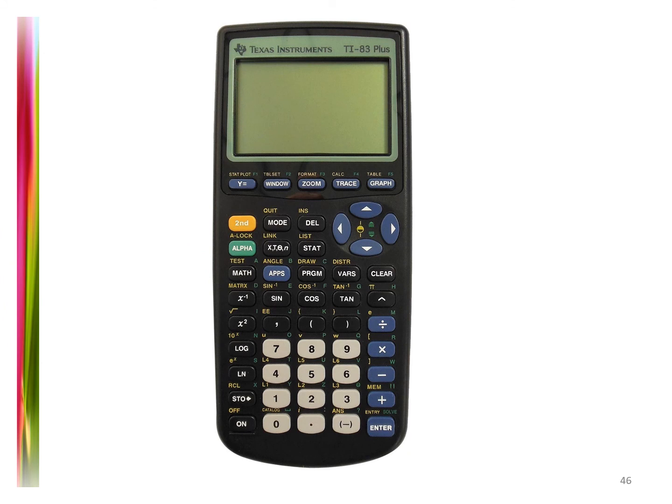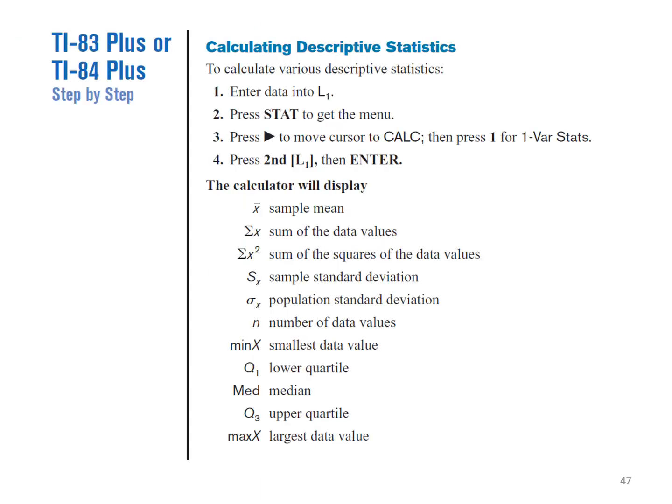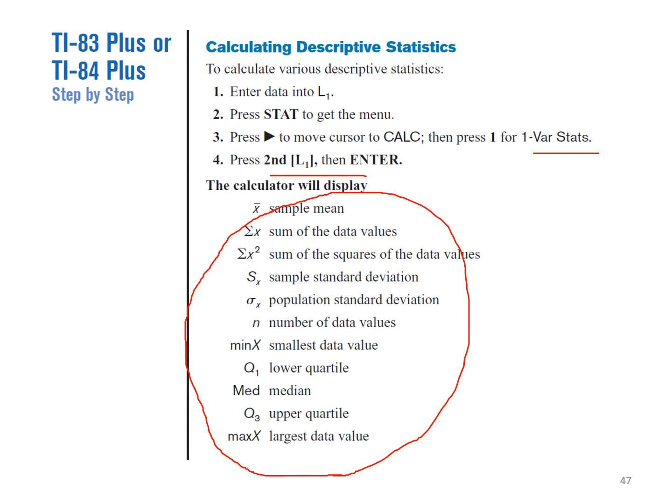Also, you can use your calculator, the TI-83 or 84. In this case I have also given the steps. First, enter the data in the L1 column. Press the STAT menu, move to CALC, press 1-Var Stats, and press 2nd L1. Then it displays every summary statistic.